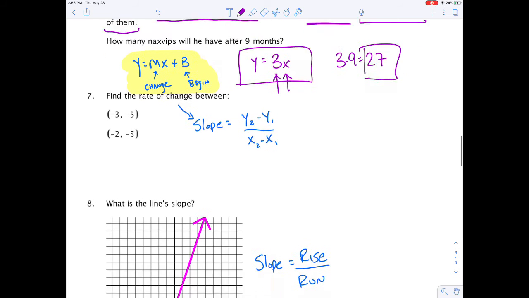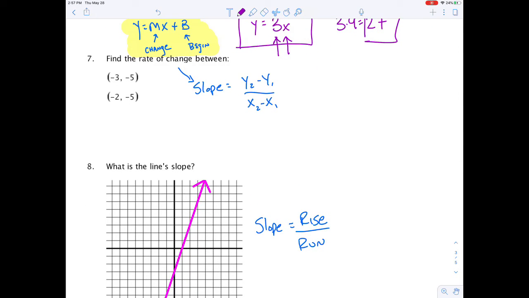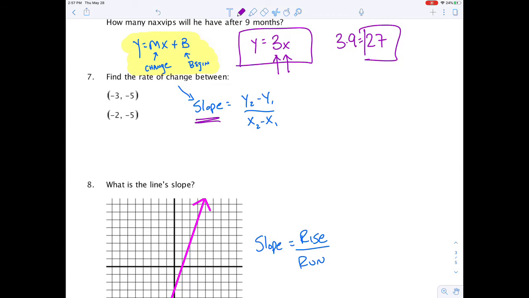Number 7 is a rate of change question. I'm not going to do this one for you because it's the same as what we've already done. It's a slope question. The only thing that I will change is note.